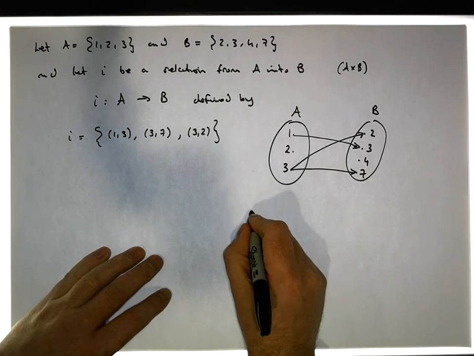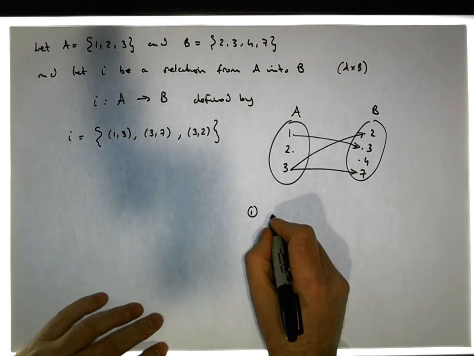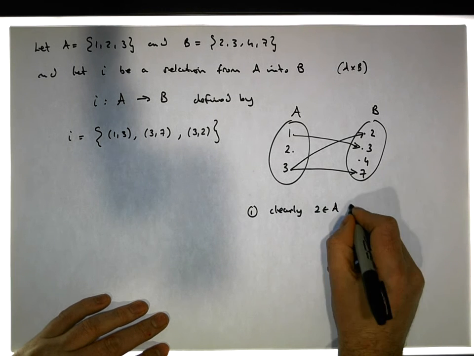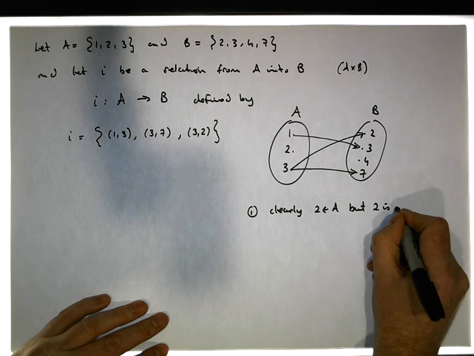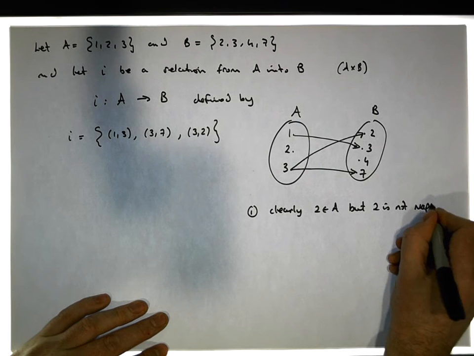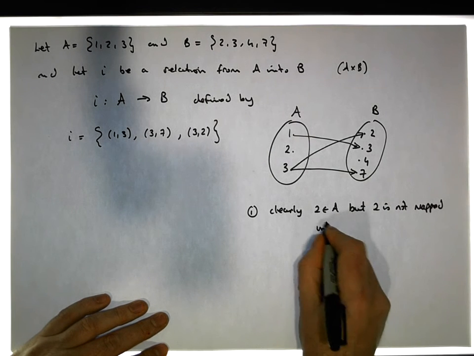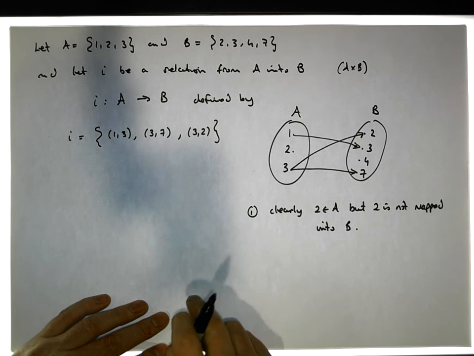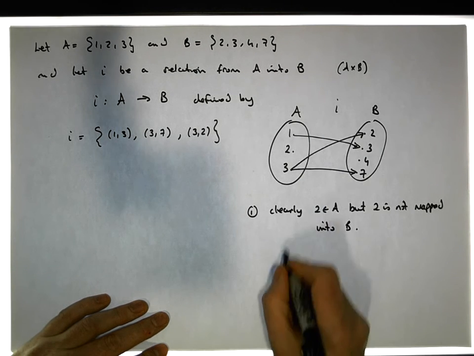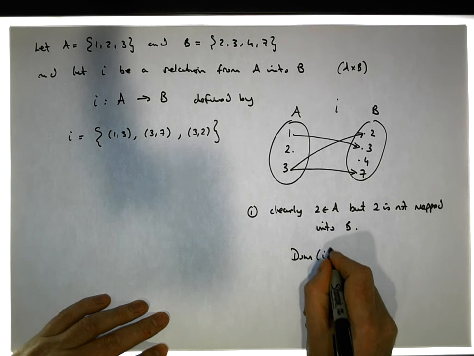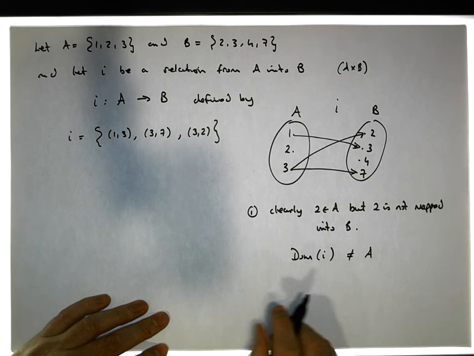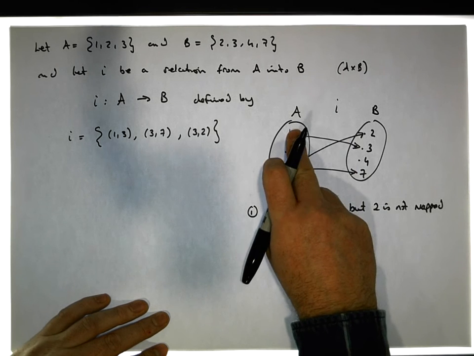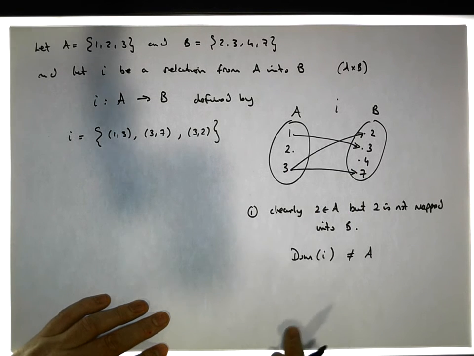What about our conditions? Condition 1: clearly 2 is an element of A, but 2 is not mapped into the set B. So we don't satisfy the first condition. 2 doesn't go across here. Really what we're saying is that the domain of I is not equal to A. The values that I takes from here across don't include all the values in A, so we don't satisfy the first condition.